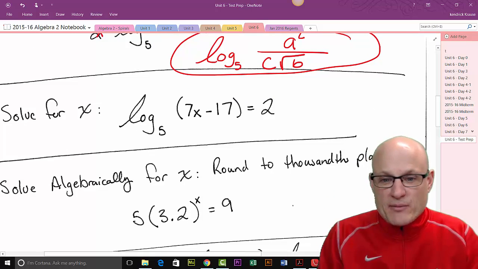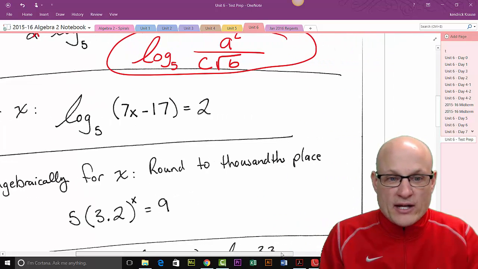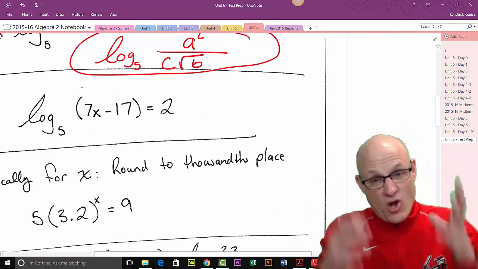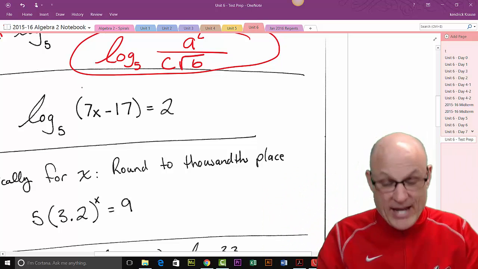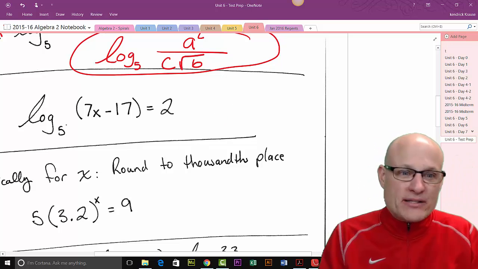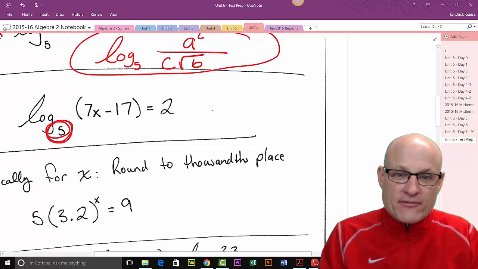So here, you got to be able to go back and forth. The question is solve for x. So I want to get x by itself. It's already in log form. So if it's in log form, you convert it to exponential form. And when you do that, say in your head, it's all about that base. There's the base, 5.